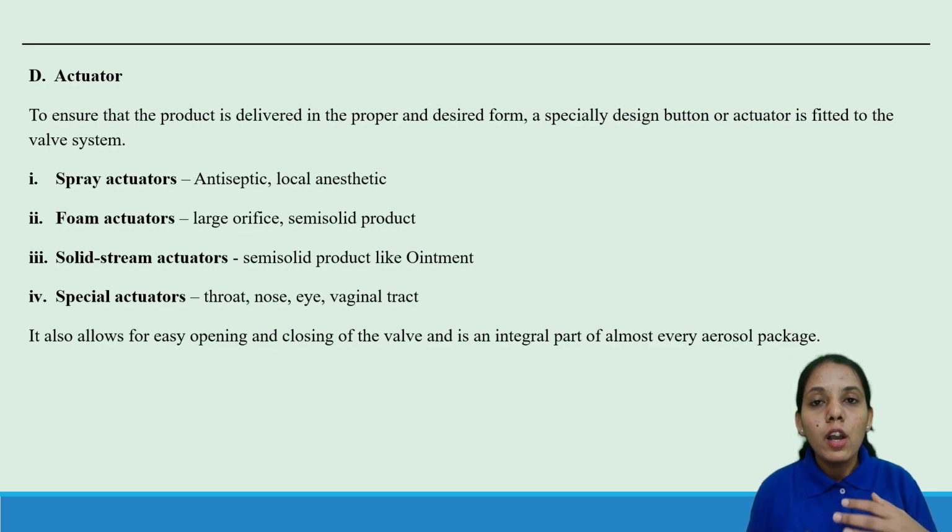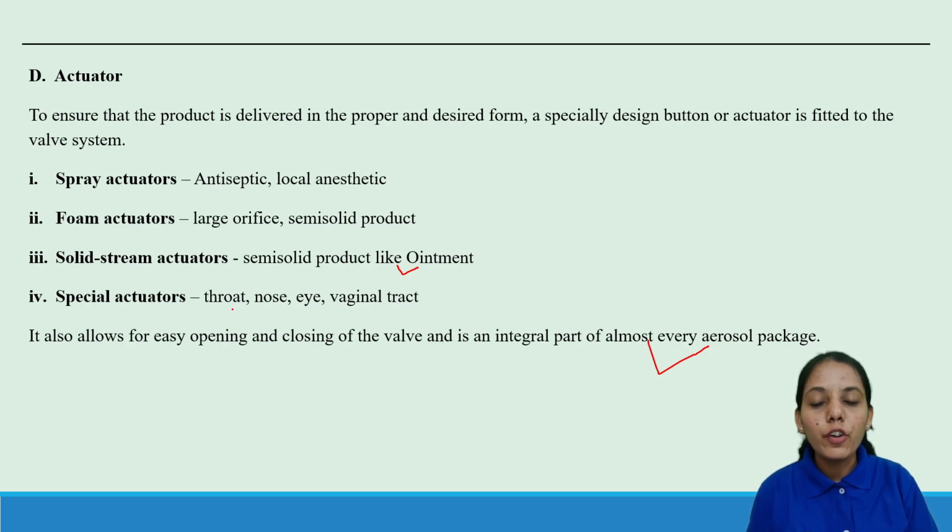Foam actuators. You might have seen that foam requires some more space, so these actuators have larger space, a large orifice, for semi-solid products. You might have seen it for shaving creams, or foaming face wash. So they have a somewhat bigger orifice. Solid stream actuators are for semi-solid products like ointment.